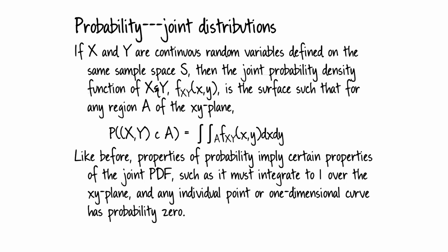So here this function, small f, is a surface over the xy plane. And in order to calculate probabilities, we're going to be integrating that surface over regions of the xy plane. Like before, properties of probability imply certain properties of the joint PDF, such as that it's got to integrate to 1 over the xy plane. Any individual point or one-dimensional curve has probability 0, etc.